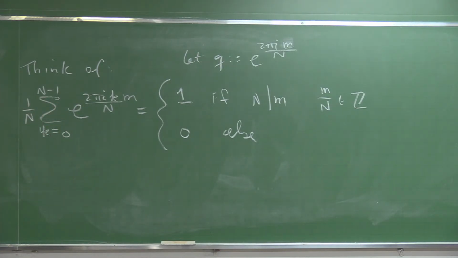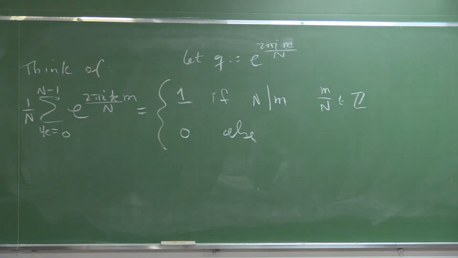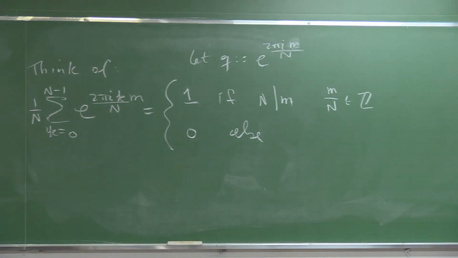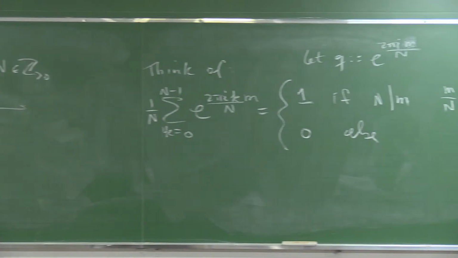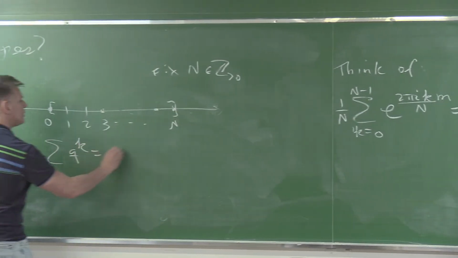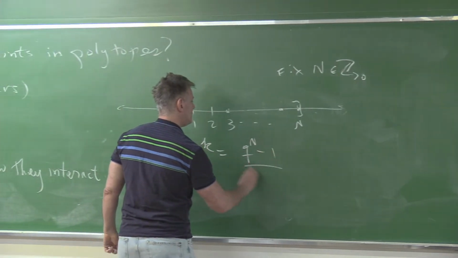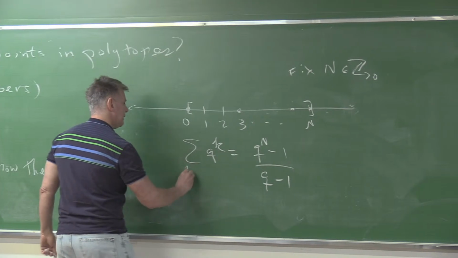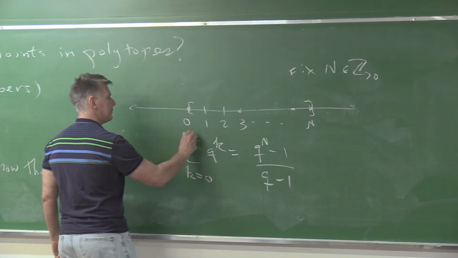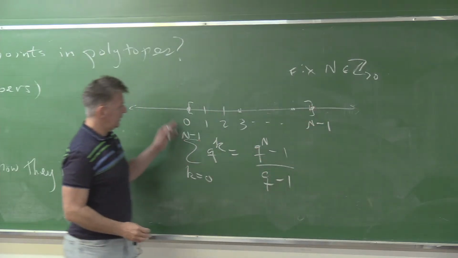Let's go in a slightly different direction. What I erased is exactly the counting. Let's put it again. This was q to the n minus 1 over q minus 1. So let's now count these points.